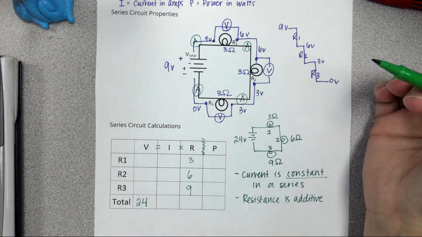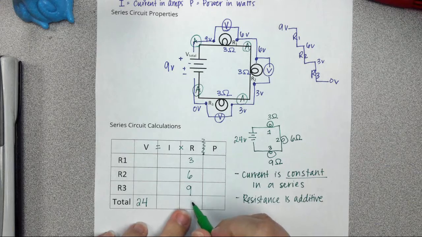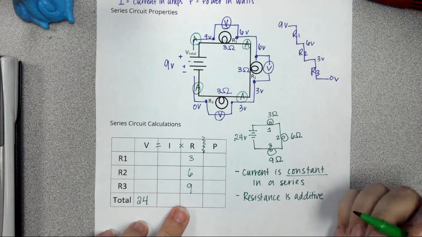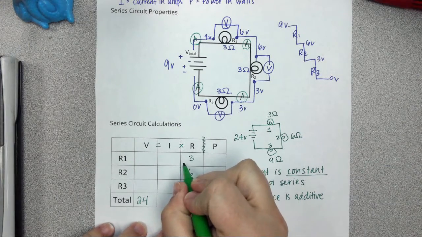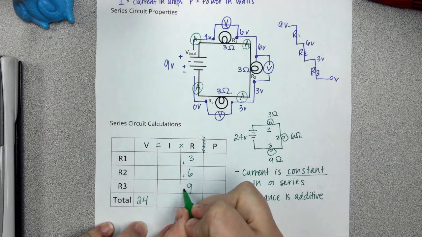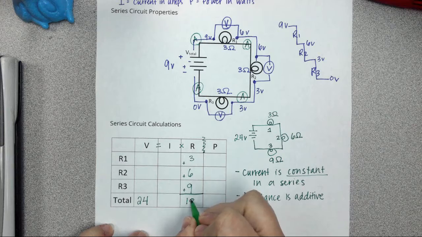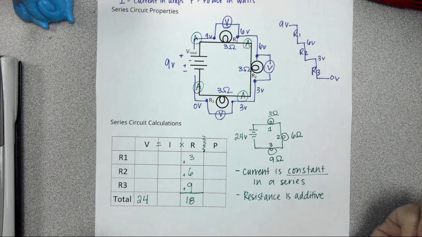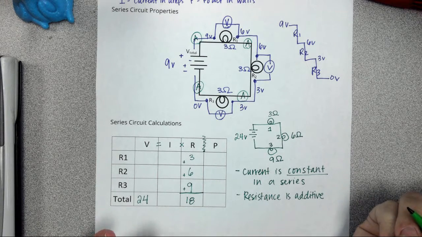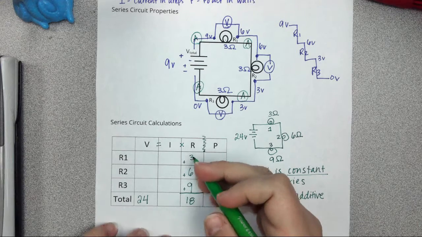So when we say resistance is additive, if we wanted to find the total or equivalent resistance of this circuit, we could just do 3 plus 6 plus 9 equals our total answer, which is going to be 18 ohms in this case. So that's what we mean when we say resistance is additive.